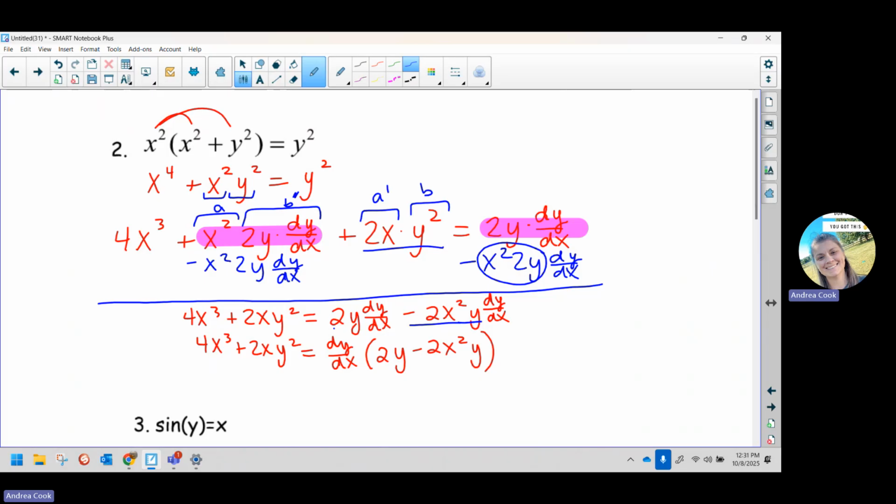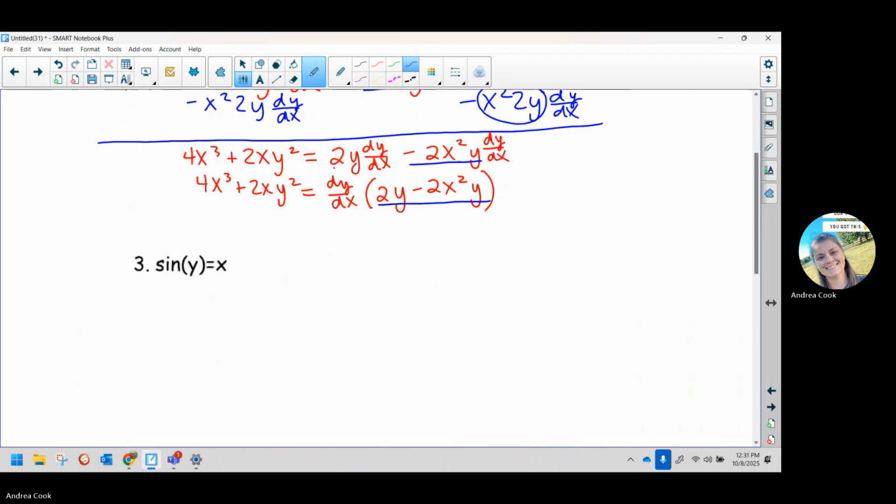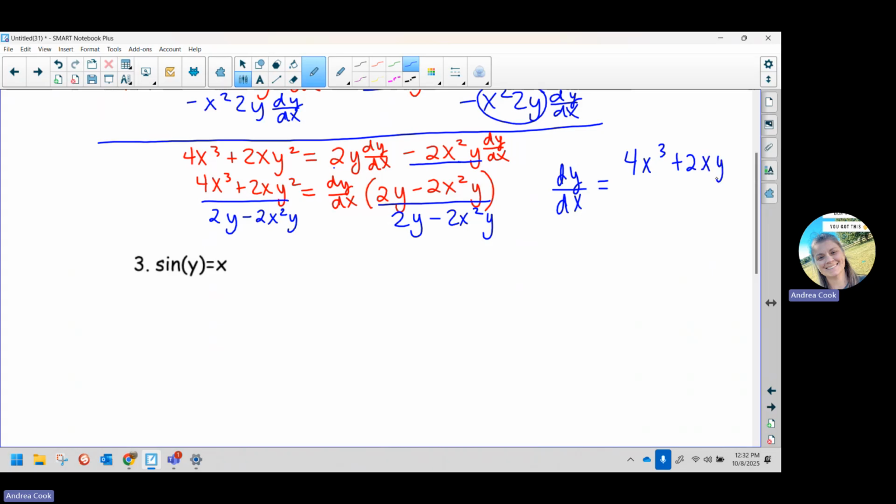So now I'm gonna divide by this to solve for dy over dx. Divide by 2y minus... I'm gonna put it over here because I'm running out of room. So dy over dx is equal to 4x cubed plus 2xy squared over y minus 2. Did I recopy it right?